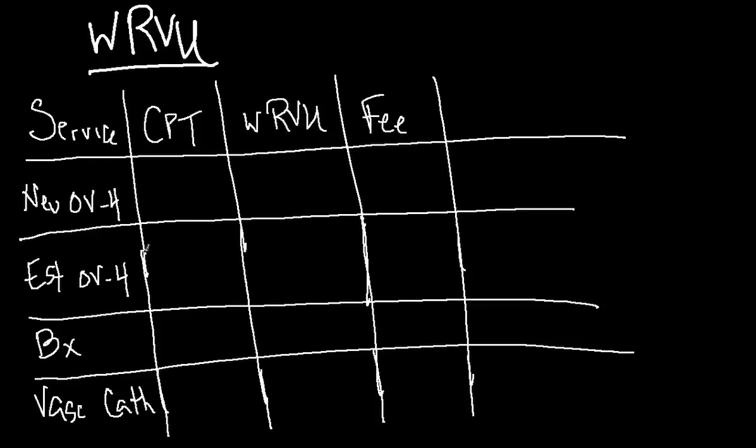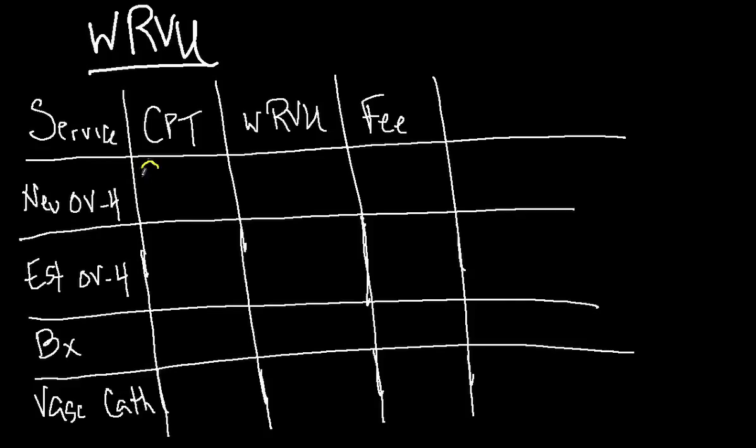So I have 4 scenarios here. A new outpatient visit, OV is outpatient visit, billed at level 4. An established outpatient visit, billed at level 4. A kidney biopsy, a native kidney biopsy, and a vas cath insertion. Now each of these have codes, and the codes are assigned by the AAMC and CMS. So all you have to do is just look up the code, and I'm going to give them to you for the sake of this particular tutorial.